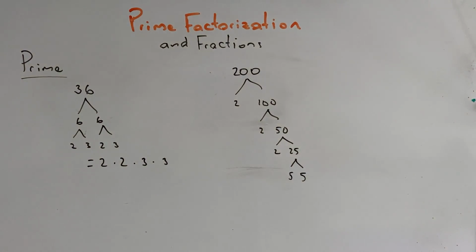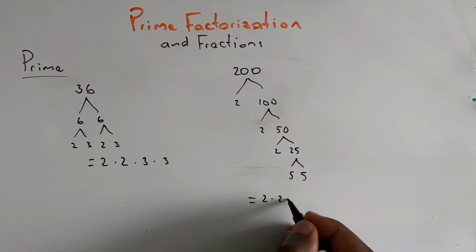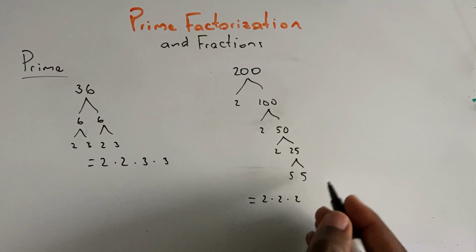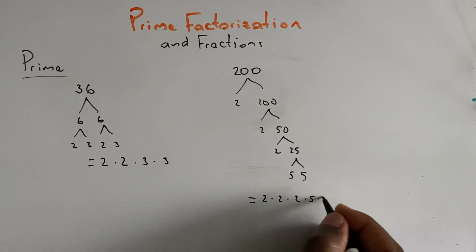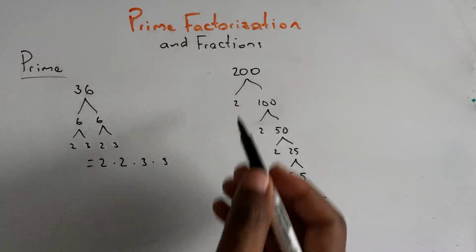Okay? Therefore, the prime factorization would be 2 times 2 times 2, the prime factors, okay? Times 5 times 5. And again, when you multiply 2 times 2 times 2 times 5 times 5, you must get 200.